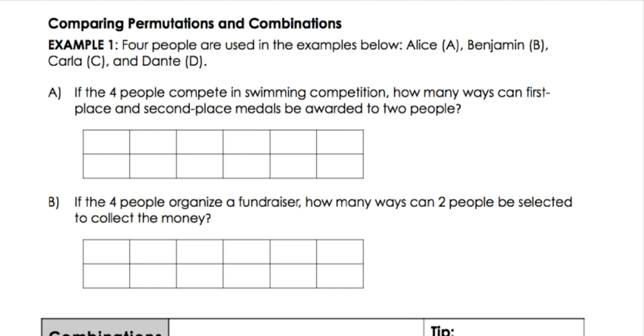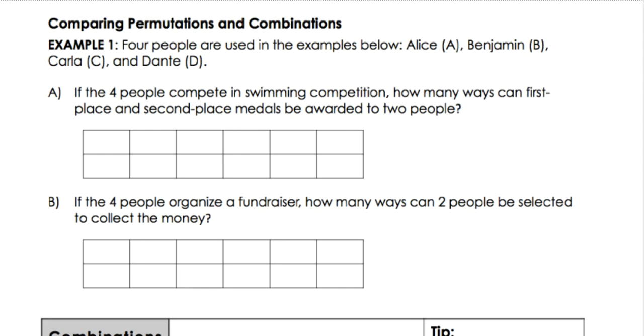In example 1, we have 4 people that we're going to be talking about in these examples. Alice, so we're going to use A for that. Benjamin is B, Carla is C, and Dante is D. So part A says if the 4 people compete in a swimming competition, how many ways can first place and second place medals be awarded?